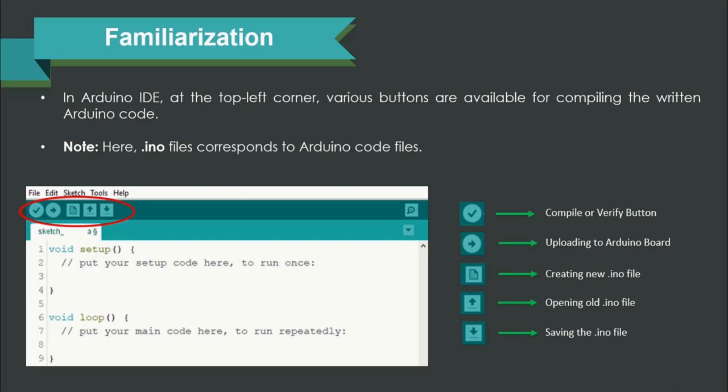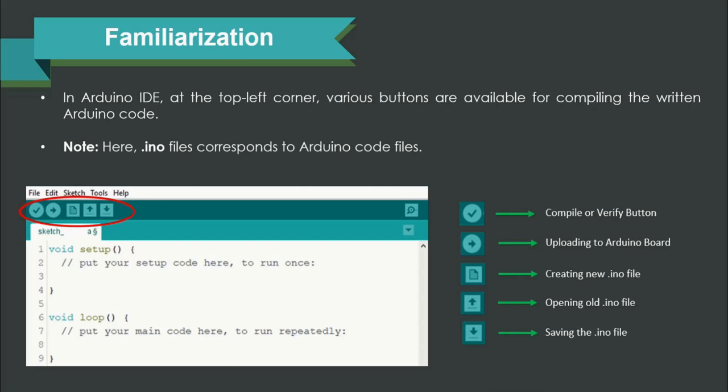The moment you open it, you get this window as you see on the screen in front. You have 5 icons there: a tick mark, a right hand side arrow, a document icon, an upward arrow, and a downward arrow. All these are available, and each of them has a specific meaning. The tick icon is used to compile or verify. This compiles your file once you are done with your software writing process. The right hand side arrow is for uploading your code after compilation into the Arduino board.